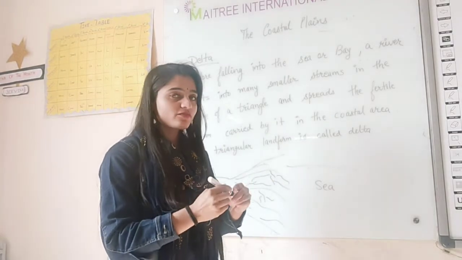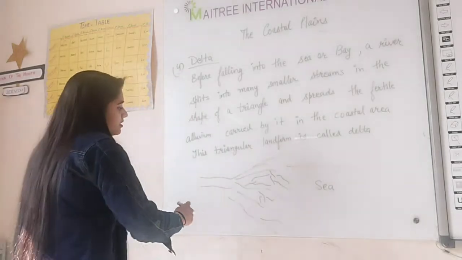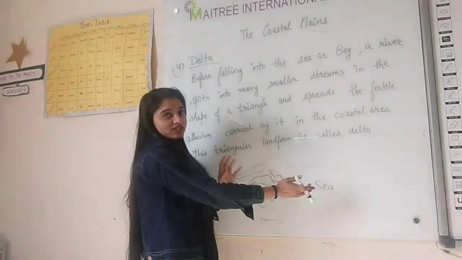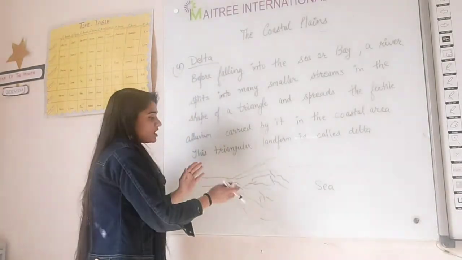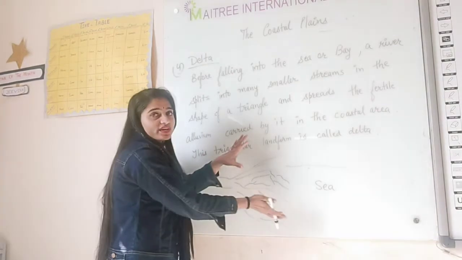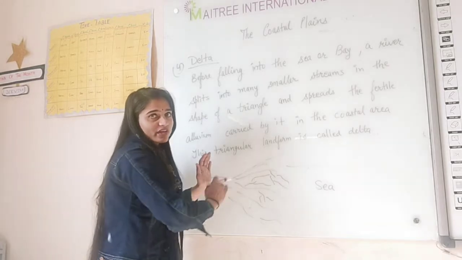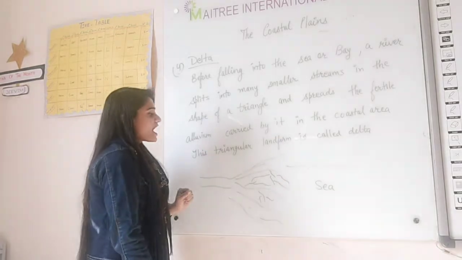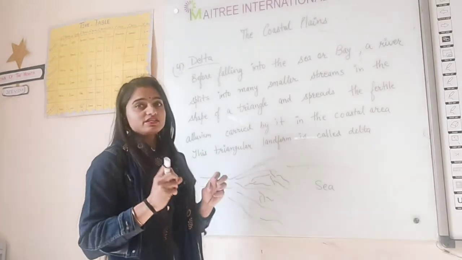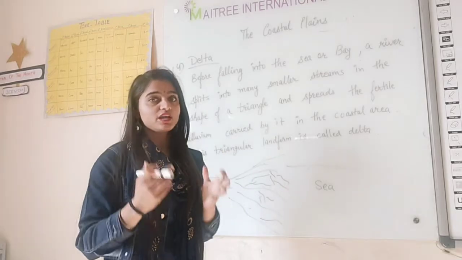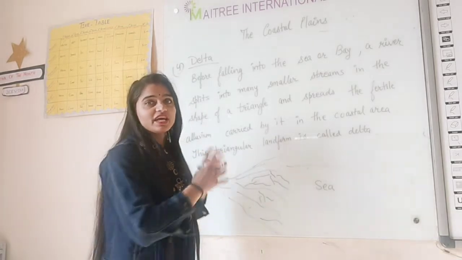Suppose a river is coming from an area, and then before falling into the sea or the bay or the ocean, this river splits into various different streams, in the form of a triangle, and then it spreads the various quantity of alluvium that it brings with itself in that coastal area.